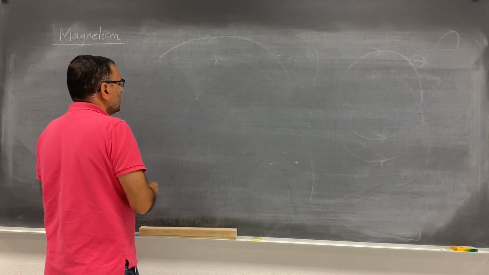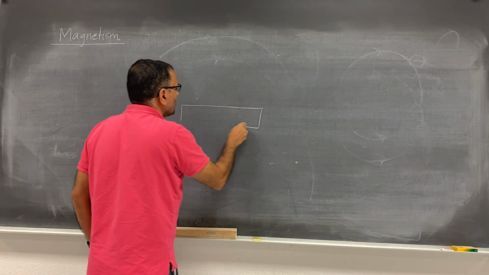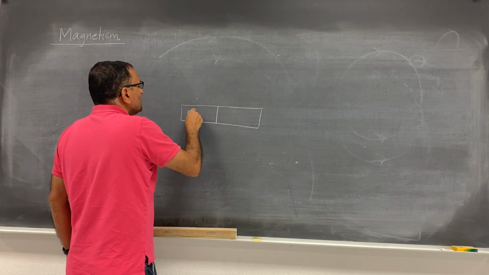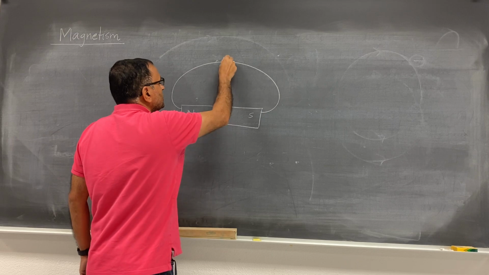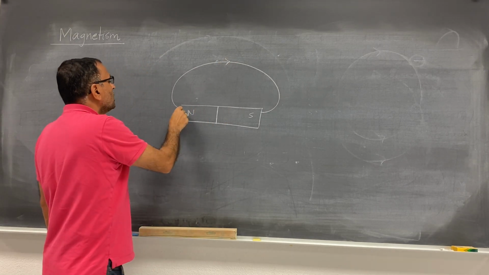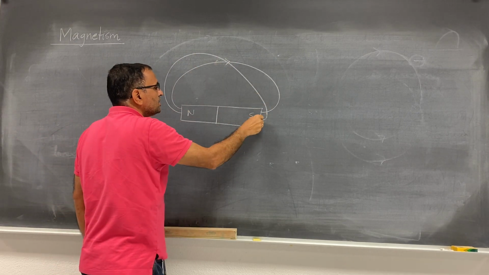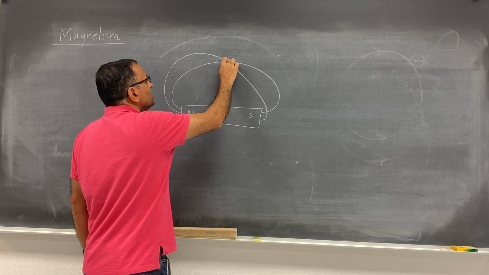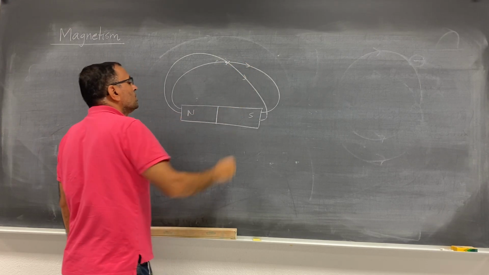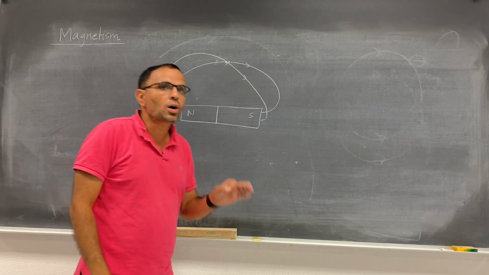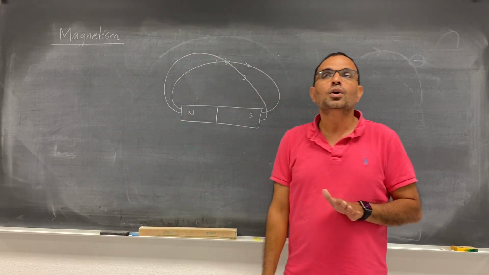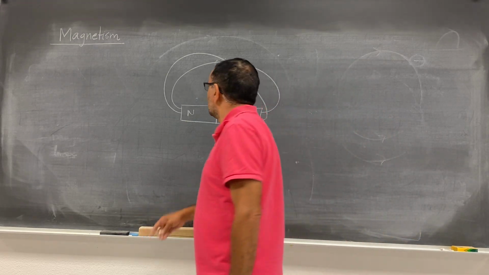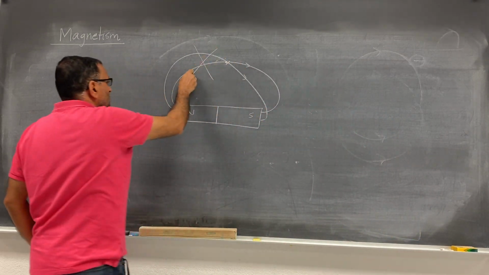Why? Again, look at this. This is the north pole, this is the south pole, and if you draw one magnetic line of force like this, and then draw another one like this, look, they intersect right here. This is not correct. You cannot do this. Two or more magnetic lines of force never intersect each other.